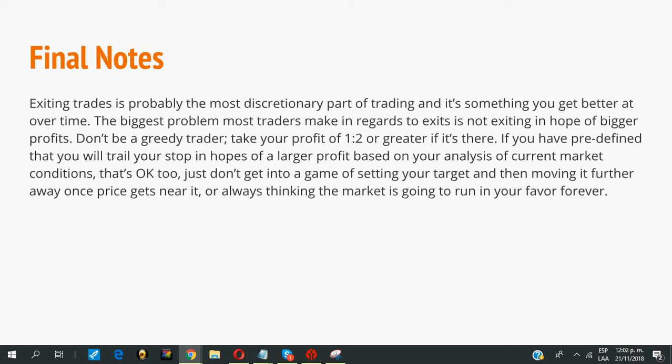If you have predefined that you will trail your stop in hopes of a larger profit based on your analysis of current market conditions, that's okay too. Just don't get into a game of setting your target and then moving it further away once price gets near it, or always thinking the market is going to run in your favor forever.